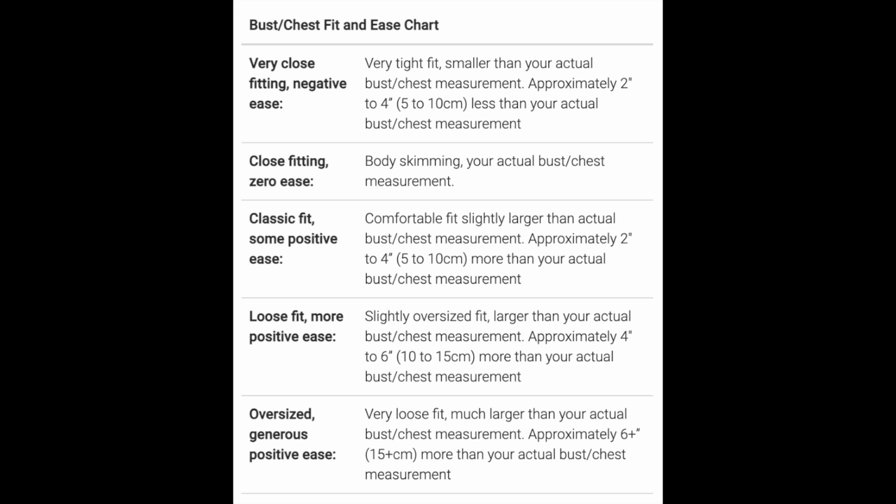And then we have the oversized generous, which is 6 inches and more, which seems to be very popular. You'll find lots of sweater patterns that have 6 inches or more positive ease.